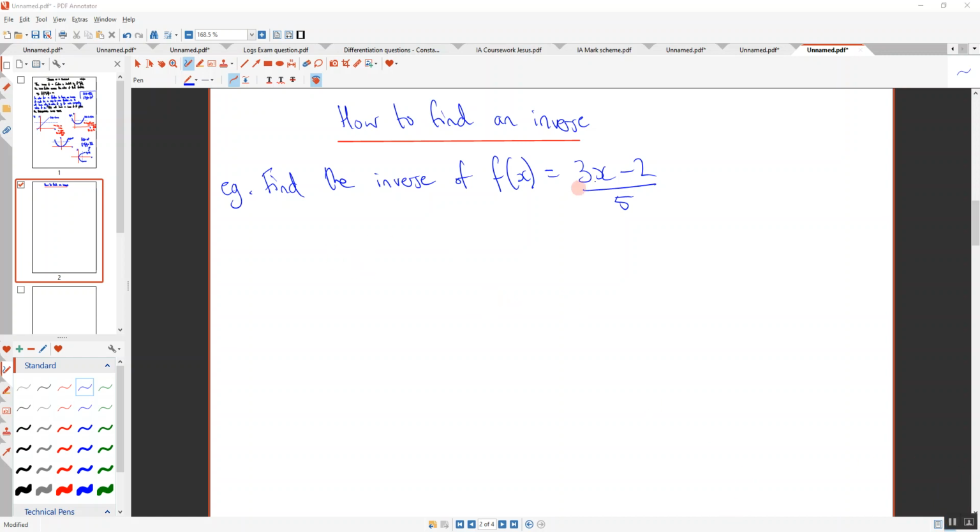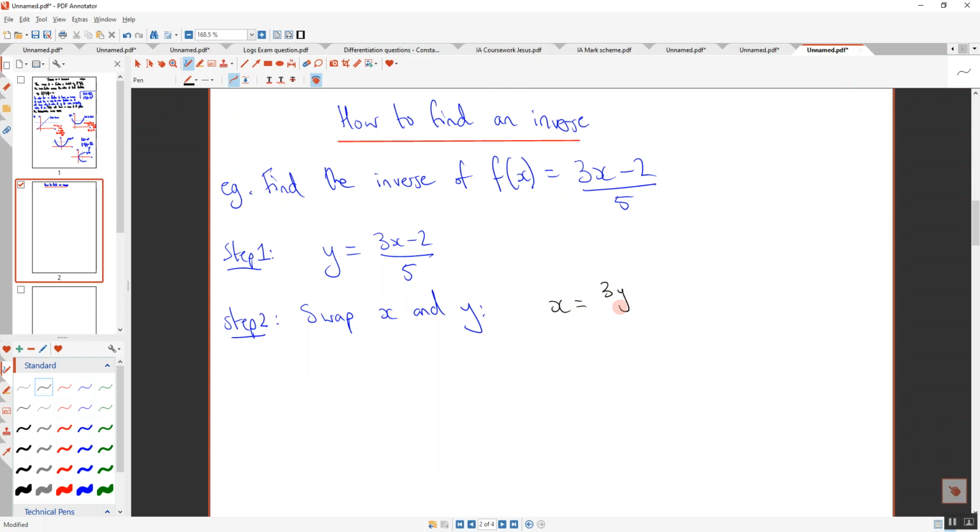Okay, so the method here to find the inverse of this. Step 1. I always find it easier to do this by writing it as y equals. Now, you don't need to, but I think it's easier than writing out f of x. Okay, step 2. You're going to swap x and y. So when I swap x and y, I'm going to get x equals 3y minus 2 over 5.